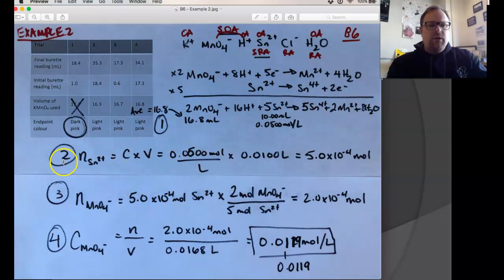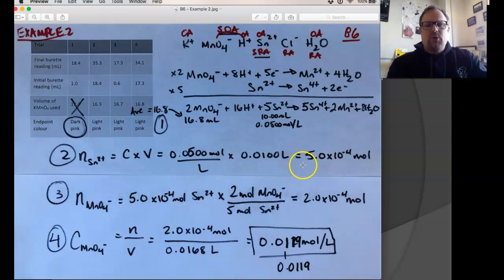So then, moving on to step 2, I took my number of moles. I can figure out my number of moles of tin ions because I have enough information to do that. I have a volume, I have a concentration. If I take concentration times volume, that gives me number of moles. So I took my concentration of 0.05 moles per liter, multiplied it by my volume, and I converted that volume to liters. Remember, we're always working in moles and liters, not moles and milliliters. And I got 5.0 times 10 to the minus 4 moles.